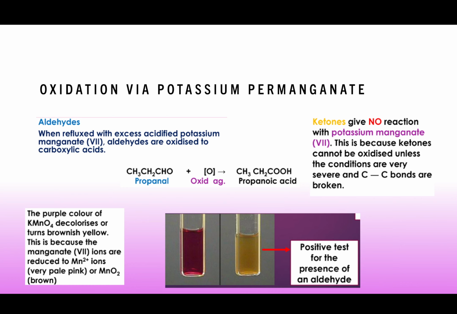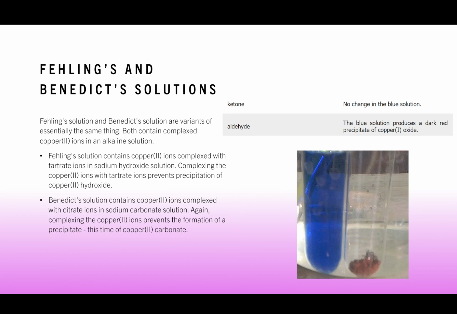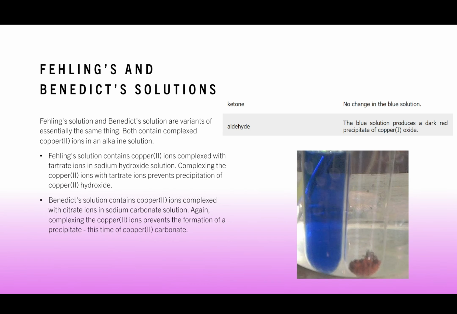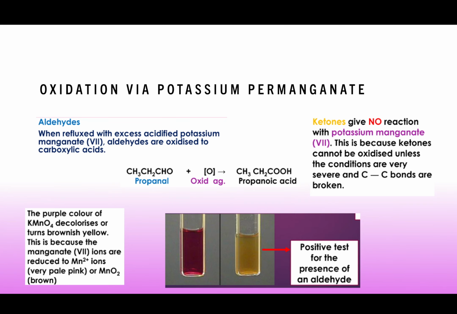All right. I like making those distinctions, especially for Tollens' test, where it doesn't have to be a silver mirror. It can be a black precipitate. So basically, for example purposes, we can just write purple to colorless? Yes, you can.